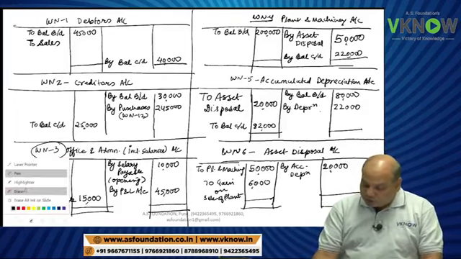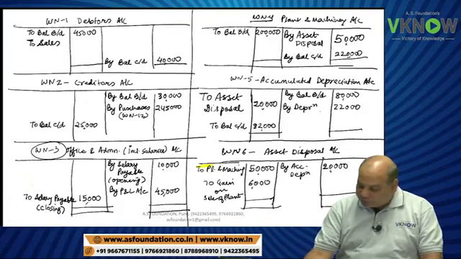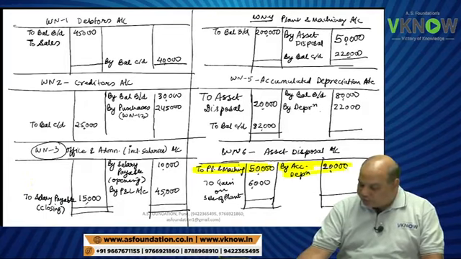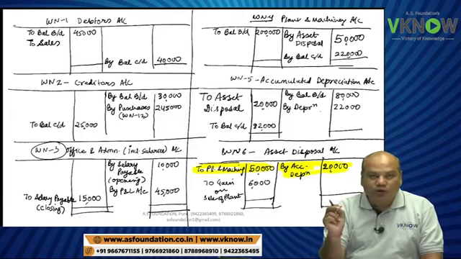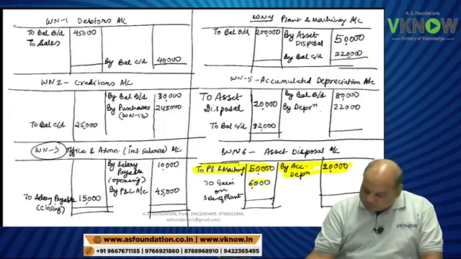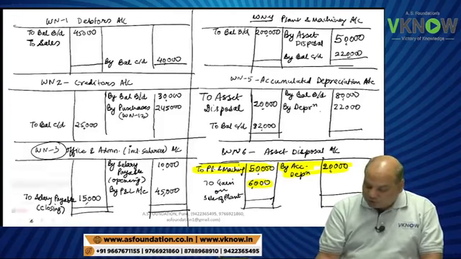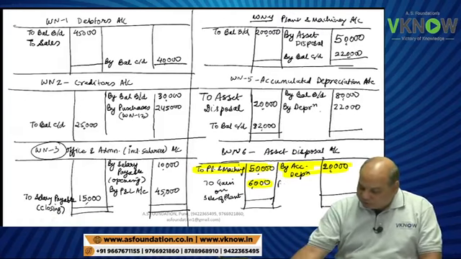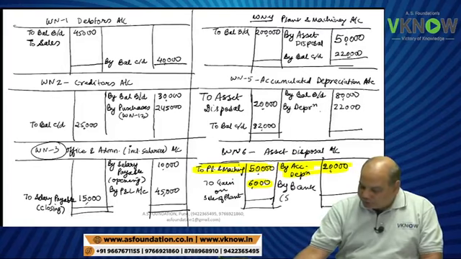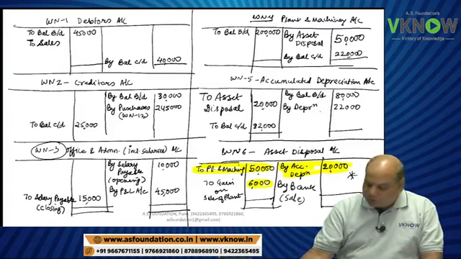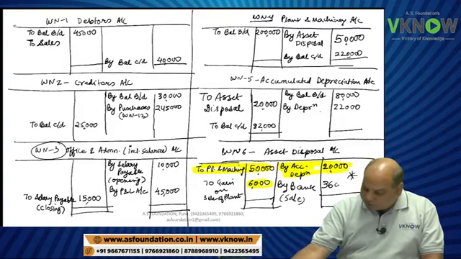So now if you look at this account, this 50 minus 20 is the WDV of the asset sold. 6,000 is the profit. So the sale amount will be by bank, sale balancing figure. Balancing figure 36,000.